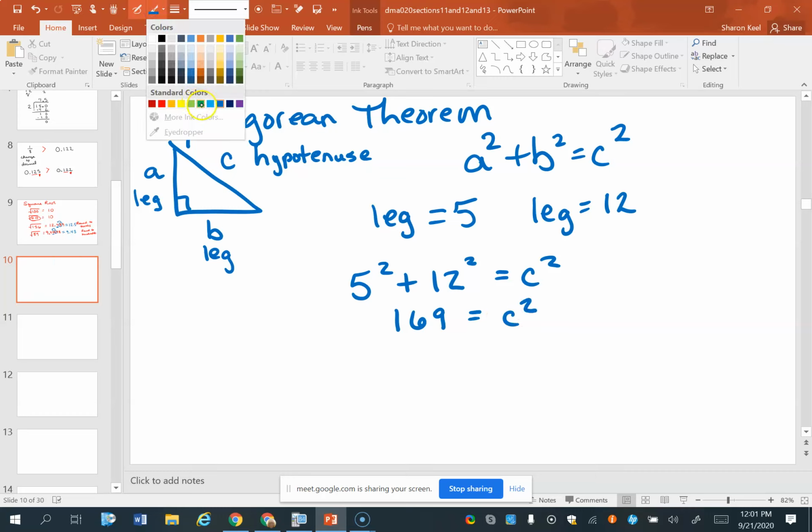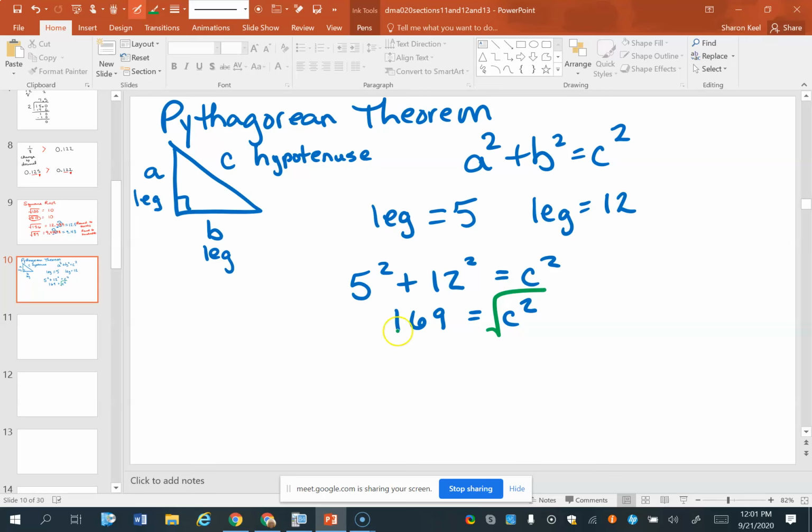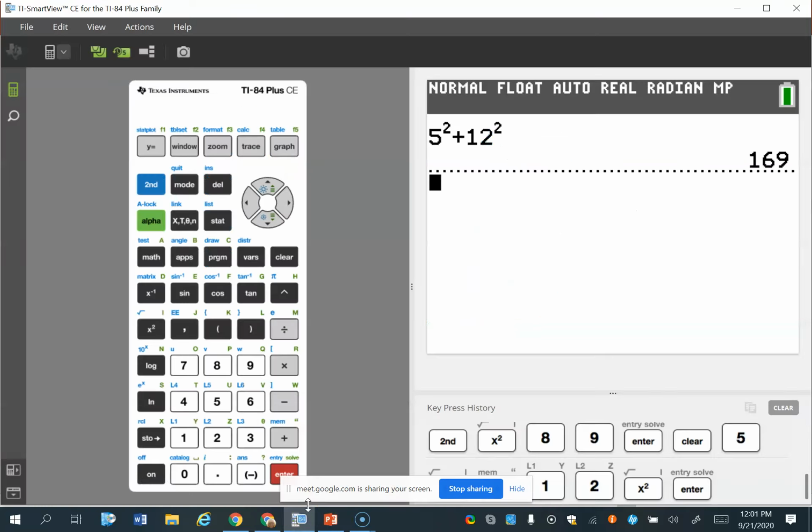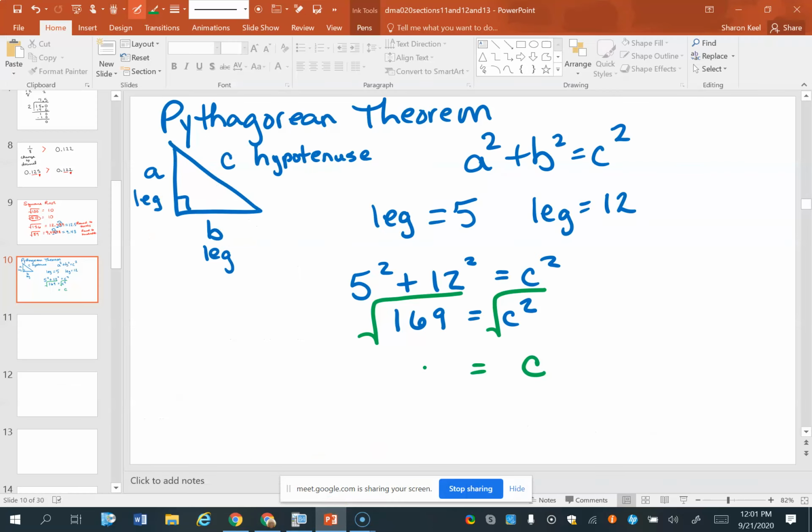Our objective is to solve for C, so we're going to take the square root of both sides. And when I take the square root of 169, we will get 13. That one's even, 13 even. Okay, let's do one more.